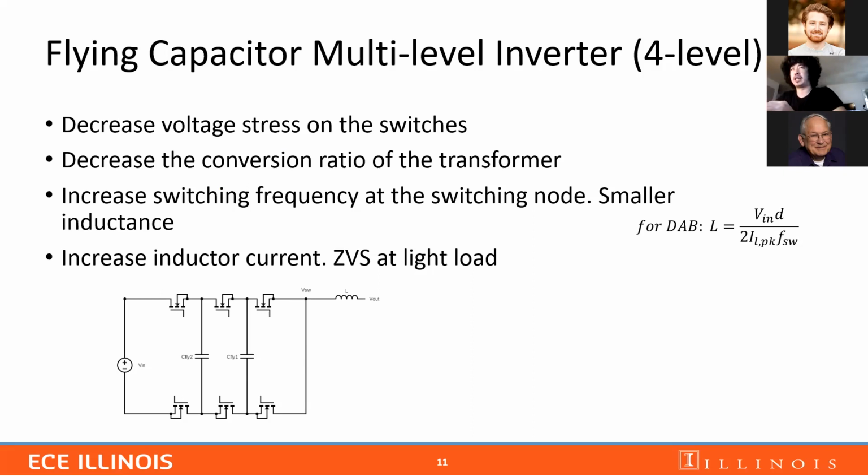And using FCML, we can also increase the switching frequency at the switching node, which means that we can use smaller inductors. And since the switching node voltage is lower, the inductor current will be higher, which means that it is possible to achieve zero voltage switching even at a light load if we use the FCML.